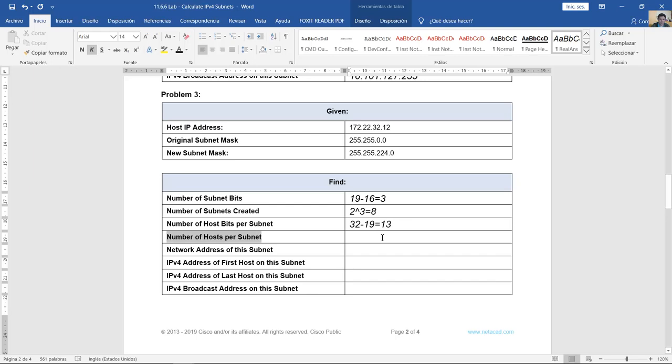Number of hosts per subnet: 2 is the base for the binary system, power of 13, minus 2, do not include network address and broadcast address. The answer is 8190. And for the network address, use the host IP address and the new subnet mask.